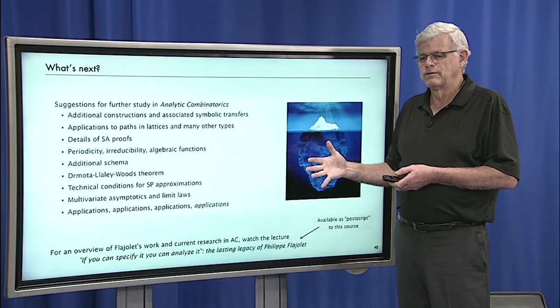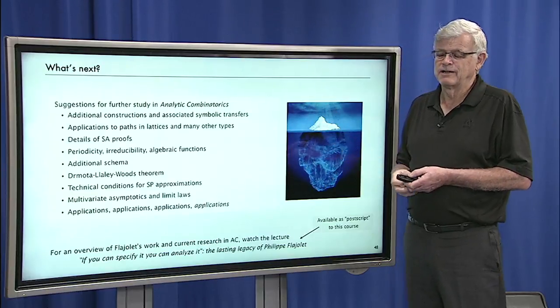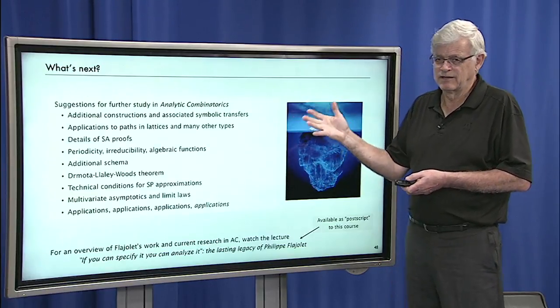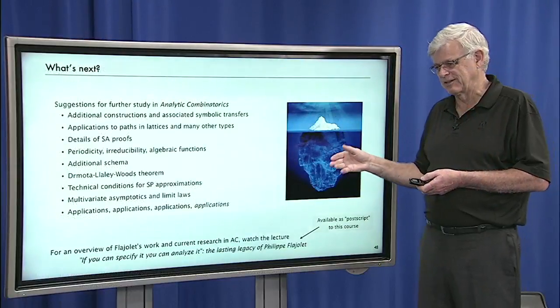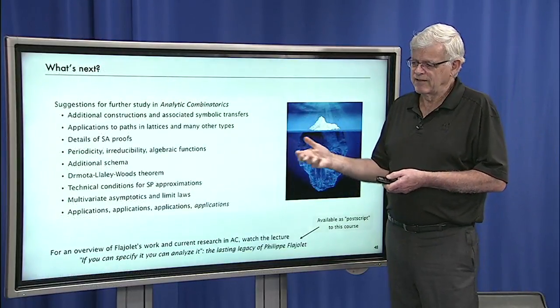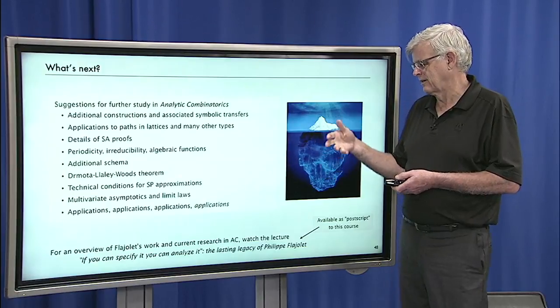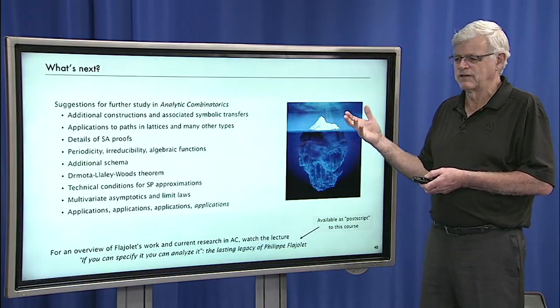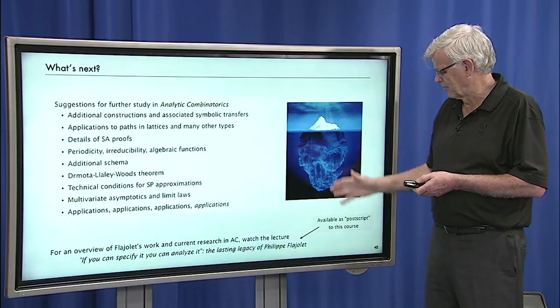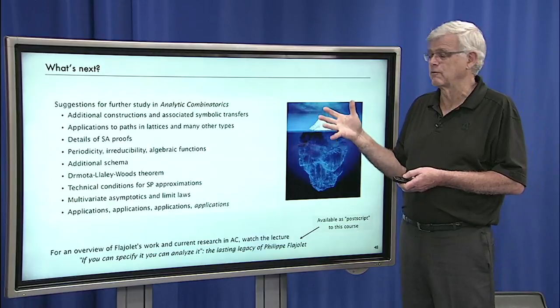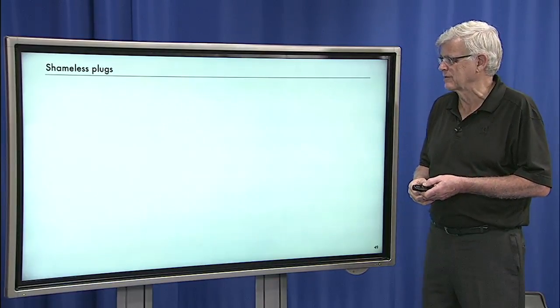For an overview of what's going on recently, and also of Flajolet's life's work and papers, I recorded a postscript to this course called "If You Can Specify It, You Can Analyze It: The Lasting Legacy of Philippe Flajolet." That's the second part of a lecture that I gave earlier this year, and the first part was the preview of this course. So take a look at that if you're interested in further study in analytic combinatorics.